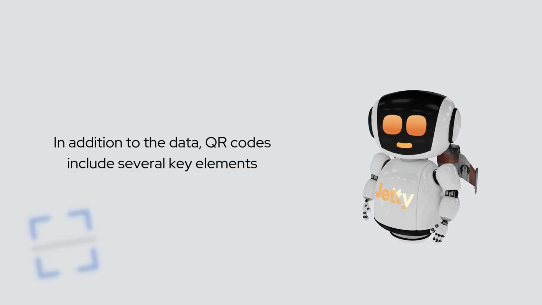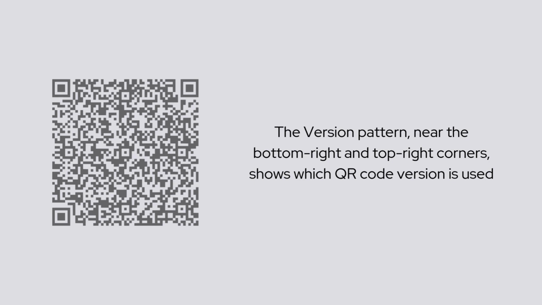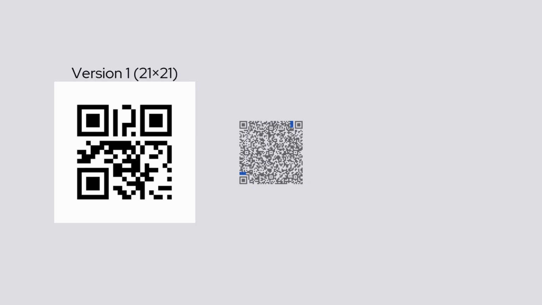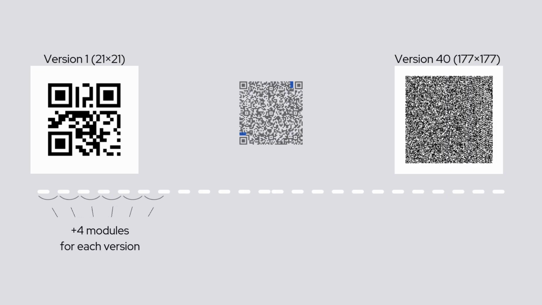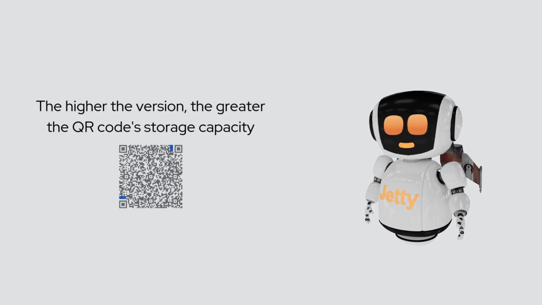In addition to the data, QR codes include several key elements such as version pattern. Near the bottom right and top right corners, it shows which QR code version is used. The version is determined by the number of modules, tiny black squares, and ranges from 21 modules to 177 modules, with each version adding 4 modules. The higher the version, the greater the QR code storage capacity.